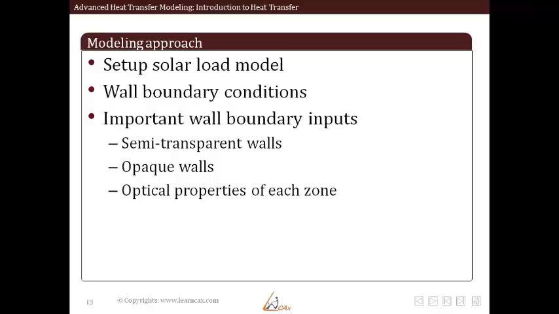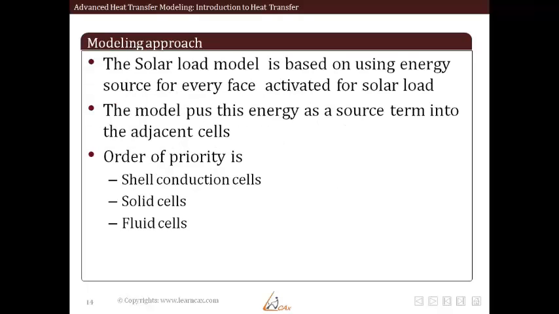So for the modeling approach, we set up the solar load model and give the boundary conditions. Important wall boundary conditions are whether they are opaque walls or semi-transparent walls, and the optical properties of each zone. The solar load model is based on using the energy source for every phase activated for solar load. Wherever the opaque walls are, the solar rays hit them and deposit their heat, and that heat is deposited as a source into the phase for which we have activated the solar load. The model puts this energy as a source term into the adjacent cells, and the order of priority is first for shell conduction, then for solid cells, and then for fluid cells.